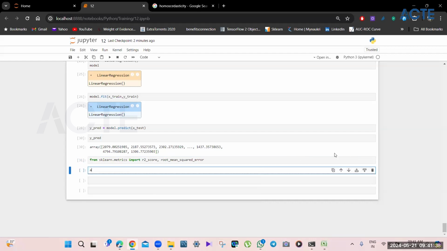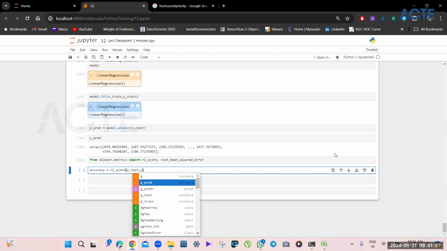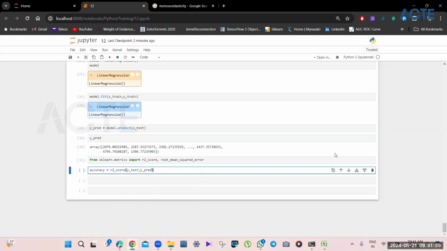So accuracy is equal to what? r2_score of actual and prediction. So the actual is y_test, the actual value, and y_pred is the predicted value. So this is my accuracy, right?